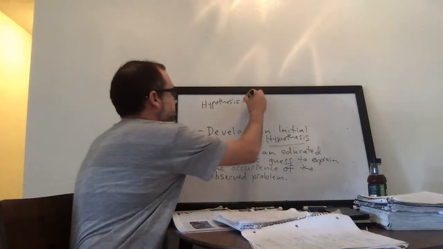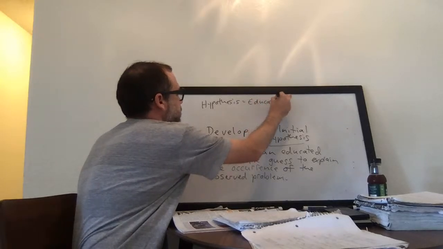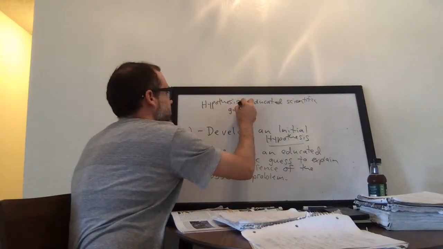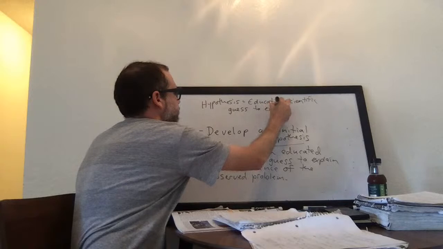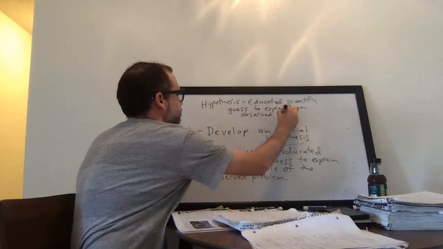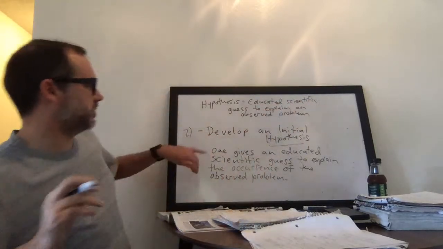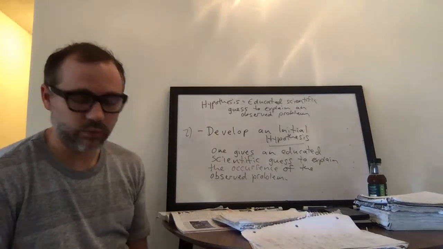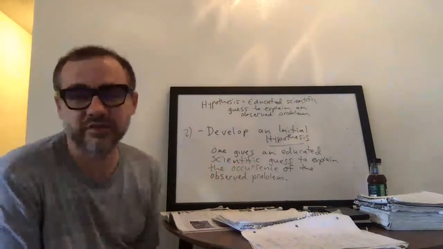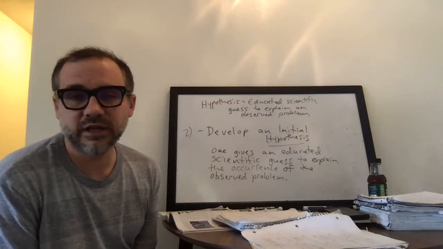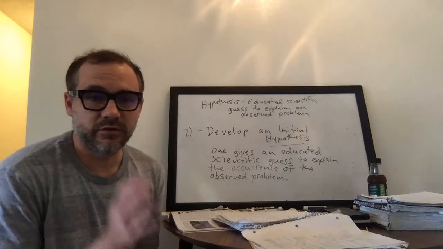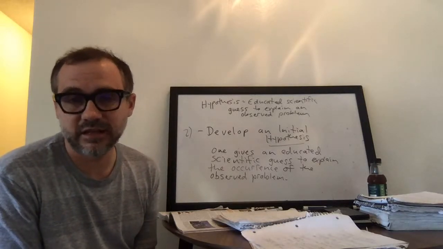So what's a hypothesis? Educated scientific guess to explain an observed or identified problem. So that's the second step of a scientific method. We had a problem that we don't yet understand why it happened. Now we're at least trying to give some reasonable assessment of why. So it's kind of like an educated guess. It's not yet claiming to be the only possible explanation, but it's an attempt.